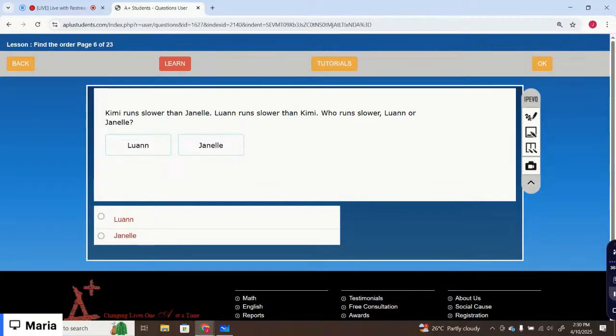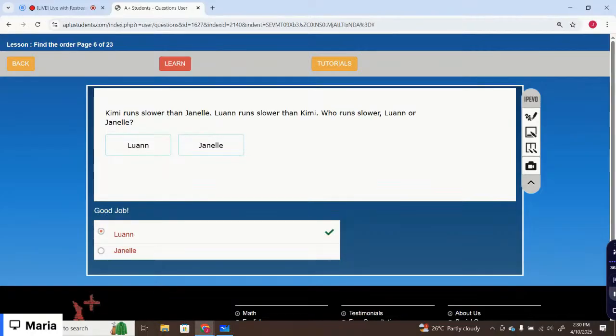The correct option is option one. Kimi runs slower than Janel. Luan runs slower than Kimi. Luan is the correct option. Option number one is the correct option.